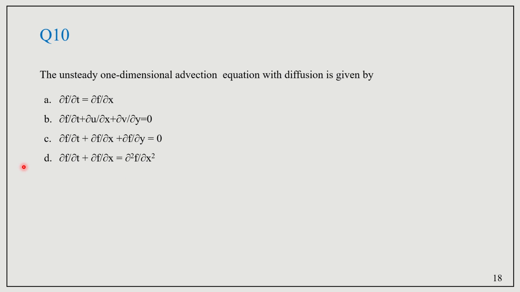So we have 4 things and we need to identify which of the following 4 is the unsteady one-dimensional advection equation with diffusion. So we need to read these questions carefully. What is asked? The system is unsteady and one-dimensional, and we have an advection equation as well, and we have a diffusion term as well. So these 4 things must be satisfied in the equation, and which of the following is such an equation? If anyone of you wants to answer, you can answer actually.